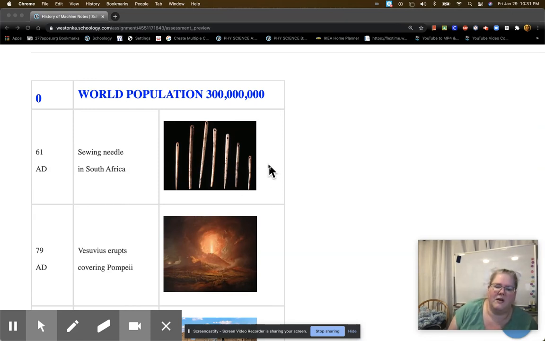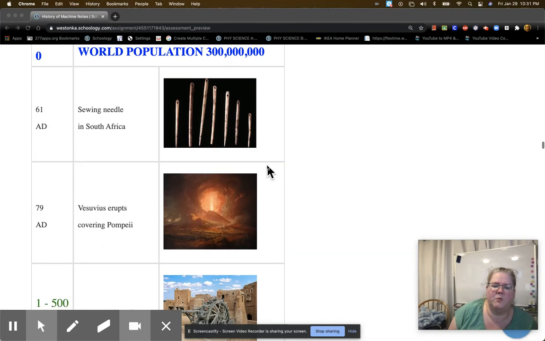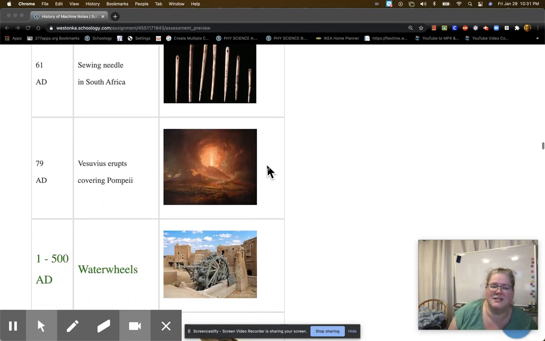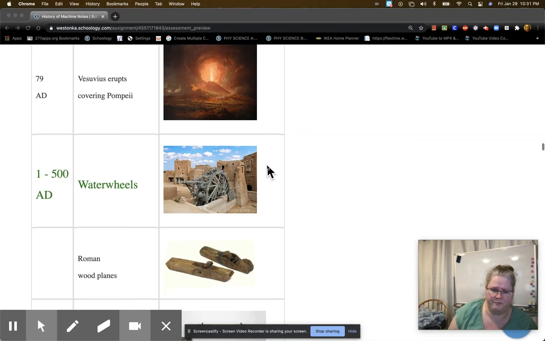Now we're seeing more evidence of needles being moved all the way into South Africa. Again, they could have been bone, they could have been wood, but we're seeing sewing being a big deal. 79 AD, so now we've obviously come past, we're in our modern timekeeping period. Vesuvius erupts in 79 AD.